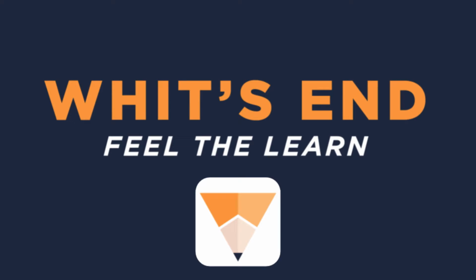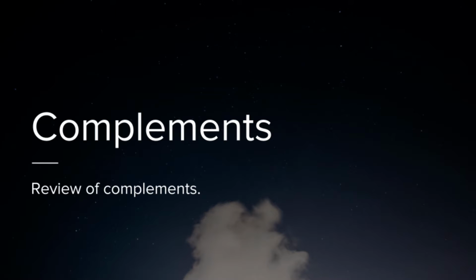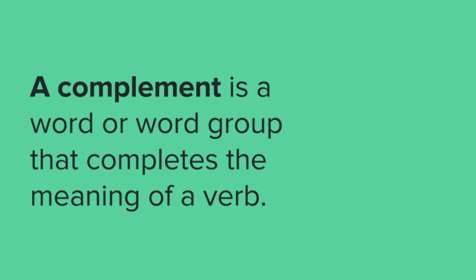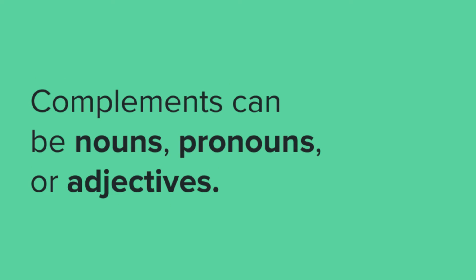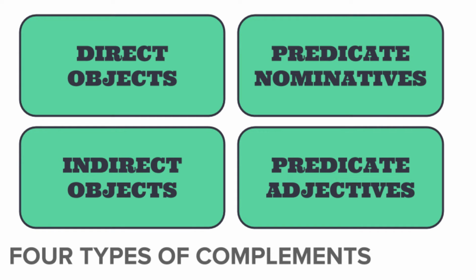Today we're going to be doing a review of all of our complements that we've gone over. Let's get started. Remember, a complement is a word or word group that completes the meaning of a verb. Also remember that complements can be nouns, pronouns, or adjectives. So what we've done so far is we've gone over the four types of complements. Those are direct objects, indirect objects, predicate nominatives, and predicate adjectives.